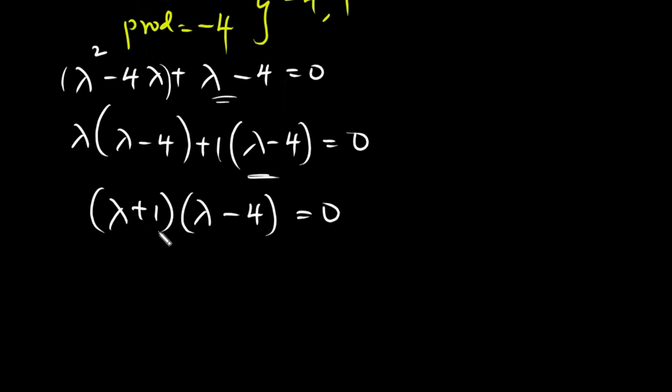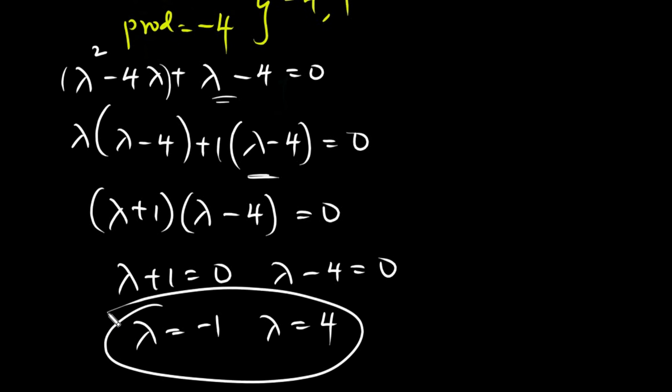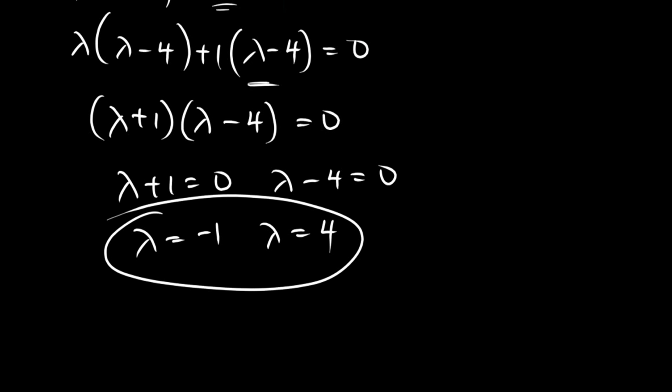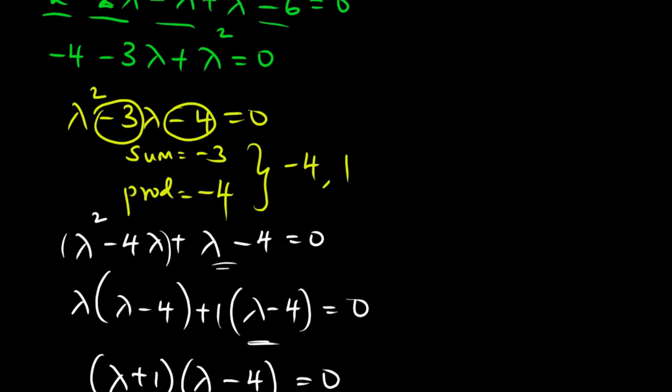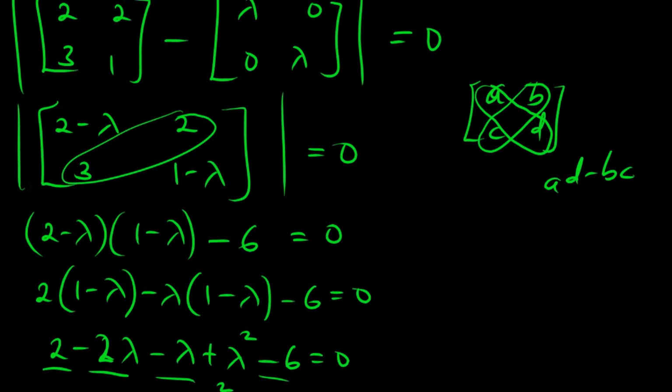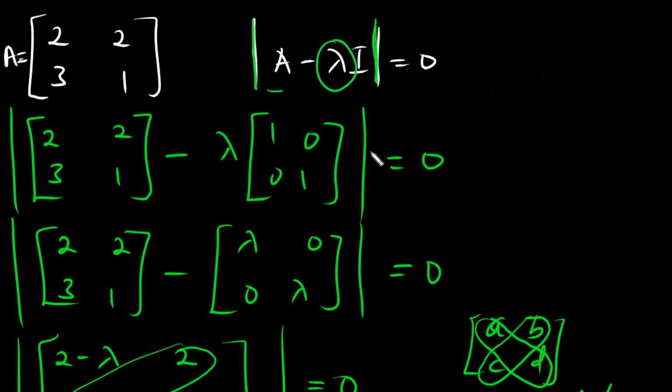So we're going to have lambda +1 is equal to 0 and lambda -4 is equal to 0. So lambda is equal to -1 and lambda is equal to 4. These are the two values of lambda, and these are going to be our eigenvalues. I want us to confirm whether, if we substitute the two values into the equation that I had written here, we're going to get 0.